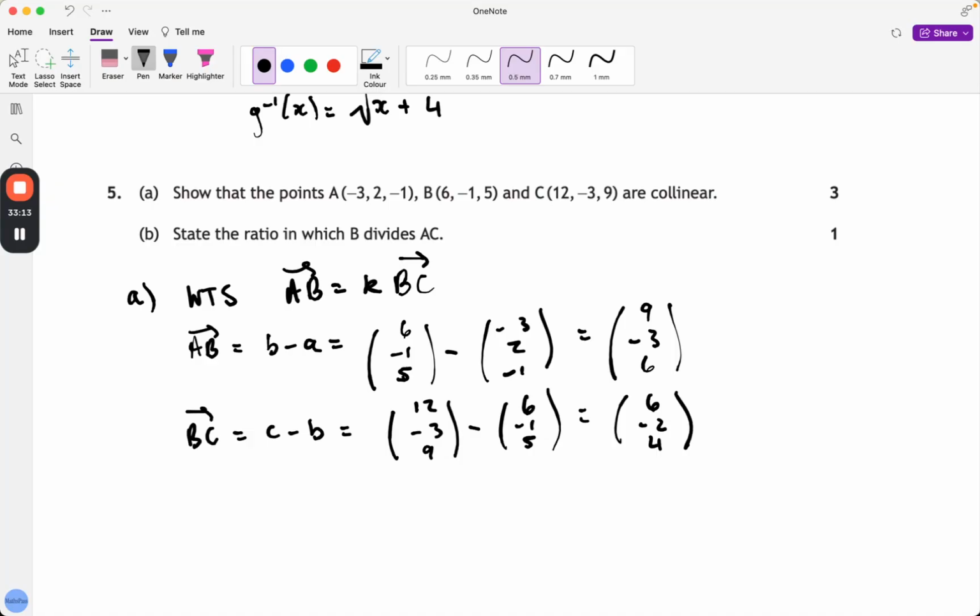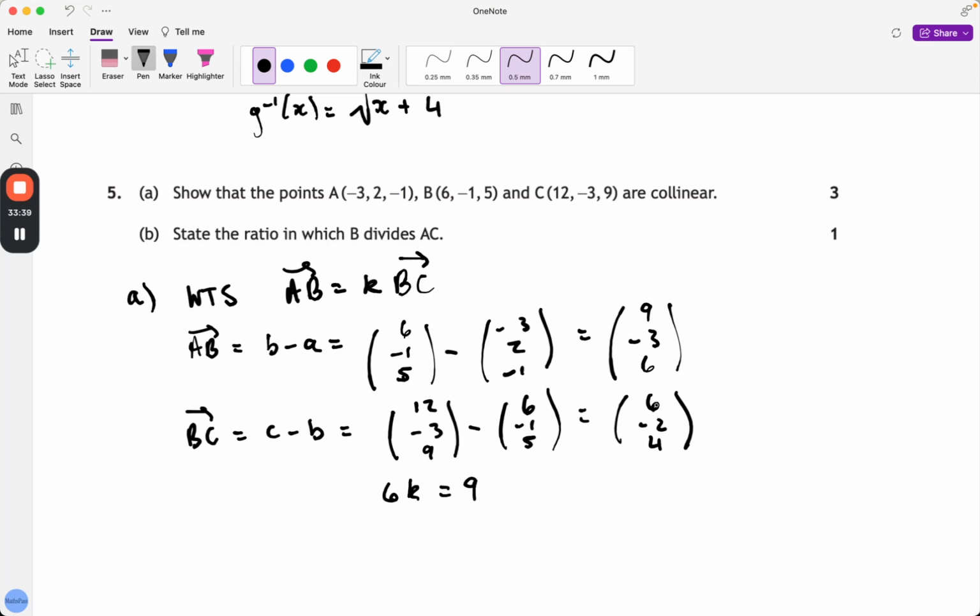But what we can do to solve for that, because we want to figure out what our K is, what number we're multiplying BC by to get AB, is take one of the components of BC. I'm just going to pick 6, and I want to say that 6 times some K that we're solving for is equal to 9, because I want to multiply some number by BC to get AB.